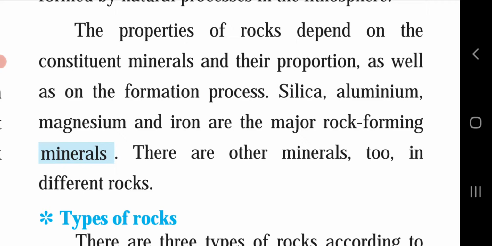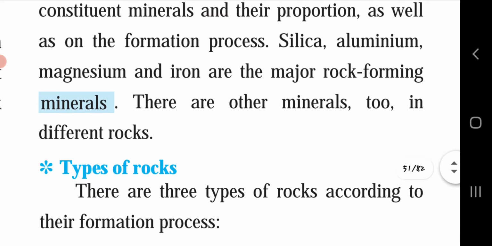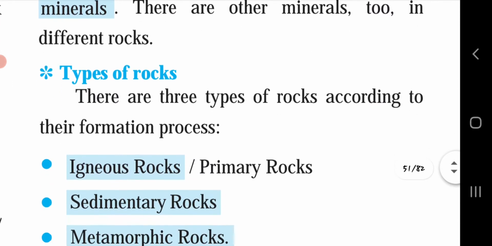So, which are the major rock forming minerals? You can get the answer: silica, aluminium and magnesium. These are the major rock forming minerals which help to prepare a rock. There are other minerals too in different rocks. So, other minerals can also be found in different types of rocks.